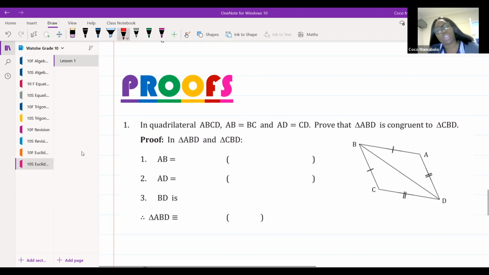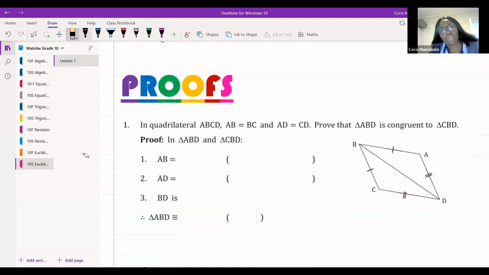Now it says in quadrilateral A, B, C, D. Okay, I'm going to go look. A, B, C, D. Excellent. It says that AB is equal to BC. Let's go check. AB has a line, BC has a line. Excellent. All right, that checks out. Okay, and then it says AD is equal to CD. Okay, AD has 2 lines, CD has 2 lines. Excellent stuff. All right, we're on the right track, guys.